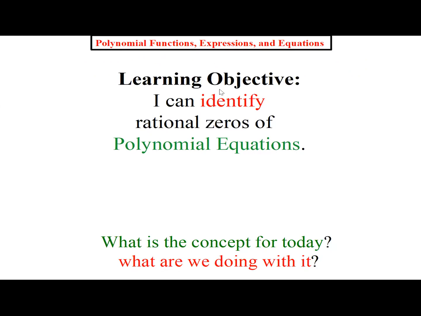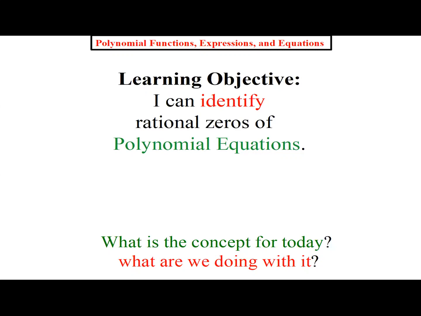All right. So now that you turned in your homework and you have your Cornell note ready with your FAIR model, we're not graphing today, so make sure you just have your notes ready. Here we go. Our objective for today: I can identify rational zeros of polynomial equations.